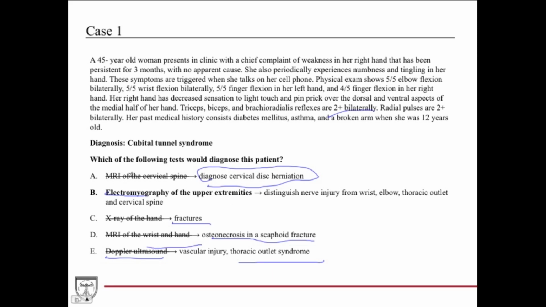So what you're going to do is an electromyography of the upper extremities. That's analogous to a nerve conduction study. This study is going to help you distinguish where the nerve injury is. Is it at the wrist, is it at the elbow, is it at the thoracic outlet? Because thoracic outlet syndrome can also involve compression of the nerves. Or it could tell you that it's not really anywhere in the upper extremity and it's probably coming from the cervical spine. If that's the case, then you would move to getting the MRI.